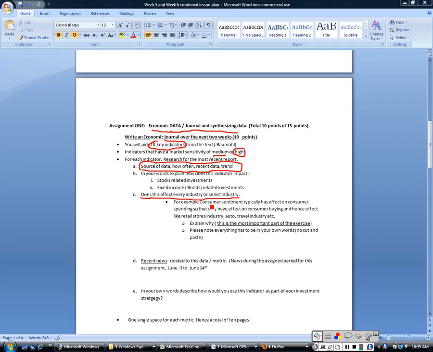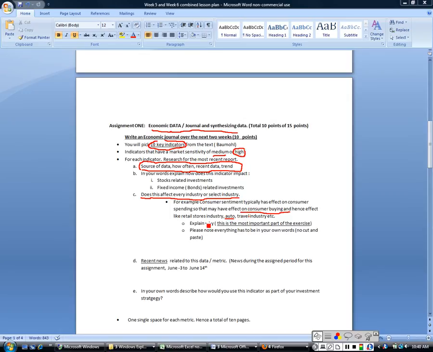For example, if you look at the consumer sentiment data, that typically has an effect across the board, but has a big effect on spending. Obviously, if people are feeling good, they're going to spend more money. If they're not feeling so good, their confidence level is low, the sentiment is low, they're going to spend less money. And hence, consumer spending will be less. That could have a big effect, positive or negative, on the auto industry or travel industry or retail stores and so on.